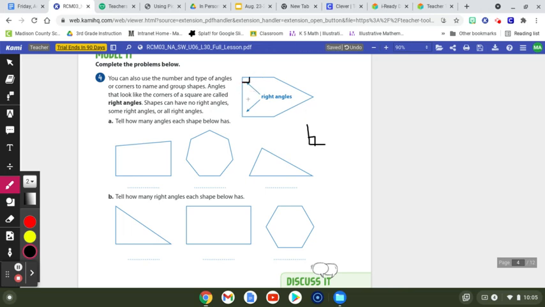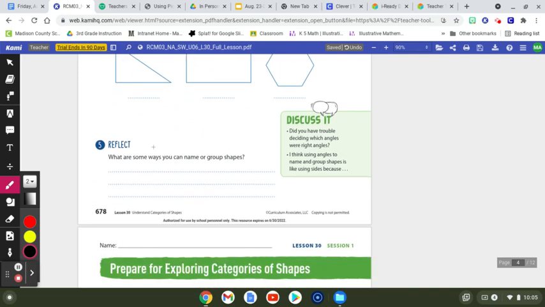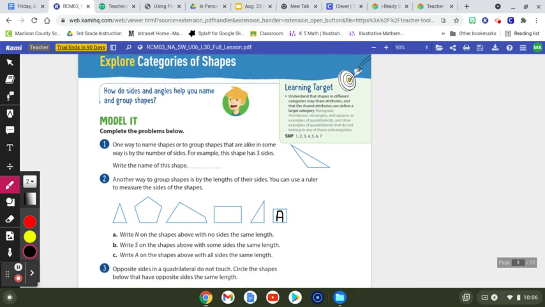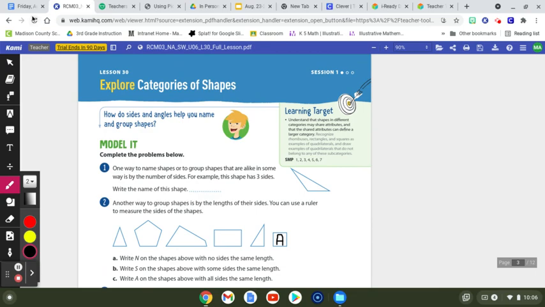So this shape here has two right angles. Notice these angles here are not right. I could draw a line, but it's going to be more of a curve to connect the two rather than a straight box. So read these directions very carefully. This part A is only asking you to count the number of angles, and then in B, it's asking you to tell me how many right angles there are. And then there's just a quick little reflection to think about what are different ways we can group or classify our shapes. So that's all you are doing today in math, are just these first two pages, and then when you return to school, I will look and see what you have done.